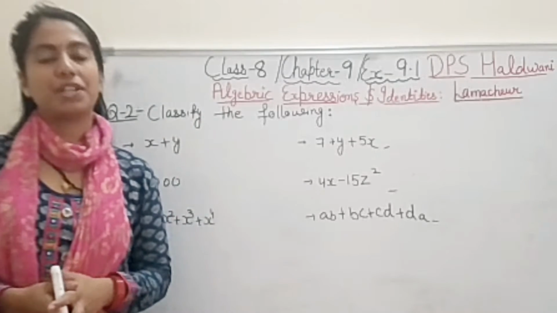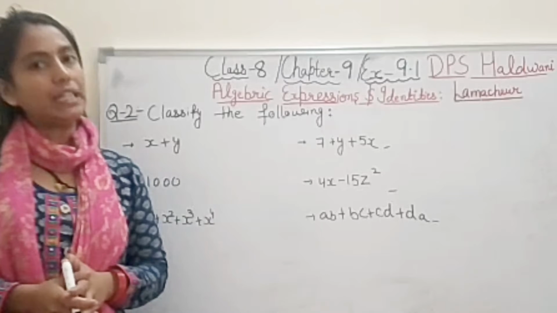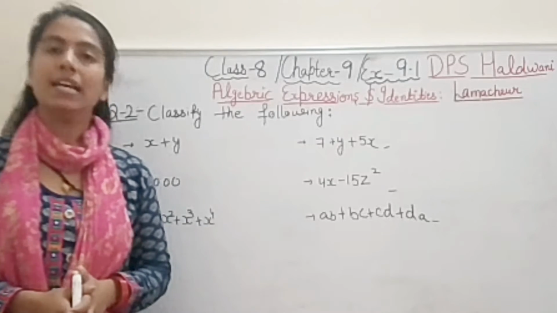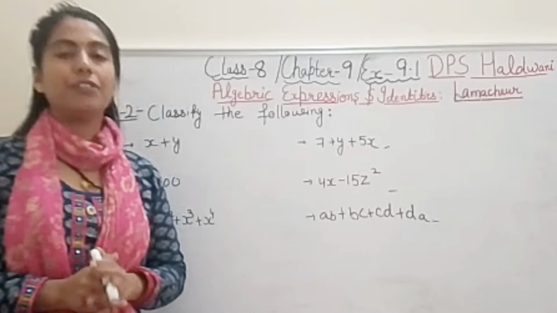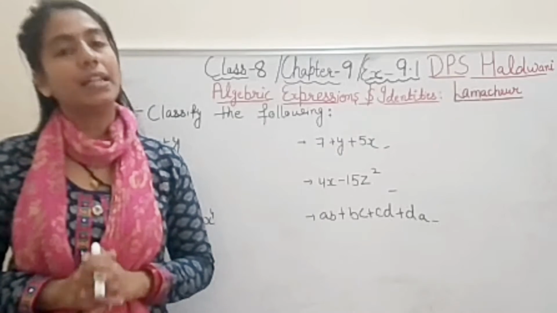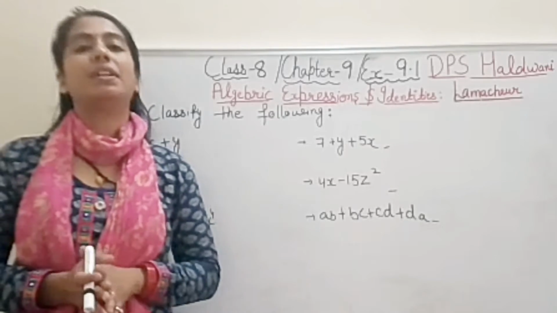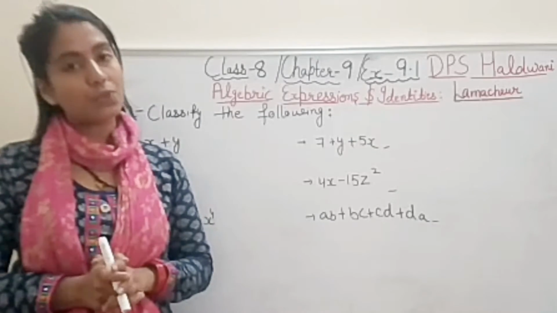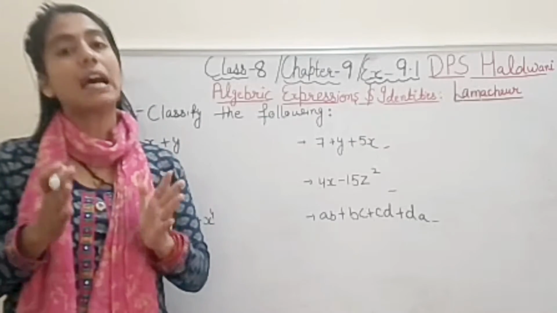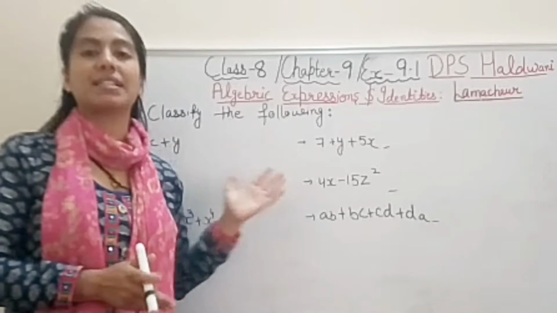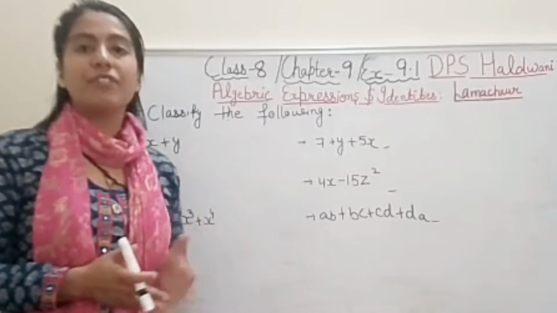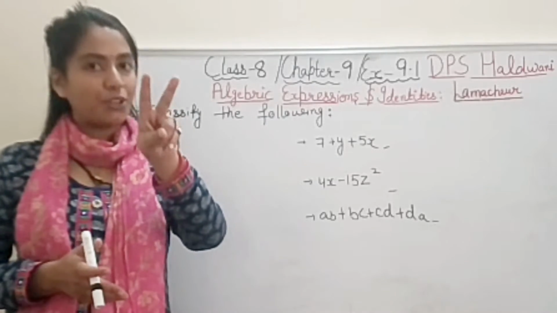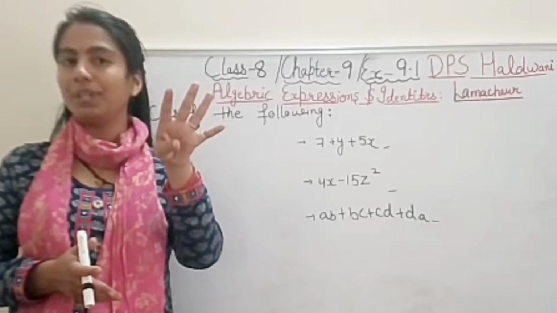Classify the following expression. Classify means you have to tell what type of expression it is. Right? If you understood the introduction student, then the question becomes very simple for you. So always understand the introduction. That is why I give the exercise-wise introduction about the exercise question. So types of expression: monomial, binomial, trinomial and polynomial, right?